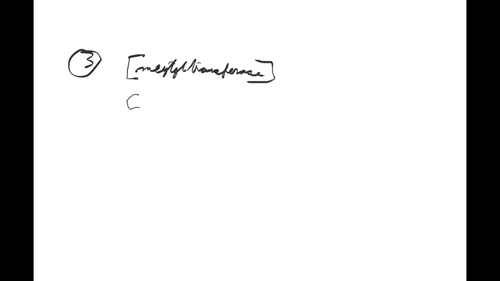And the concentration is the PUS. Remember, PUS is the pseudouridine synthase. So in the cell, normally we have uridine, and then it can convert to pseudouridine with the PUS.